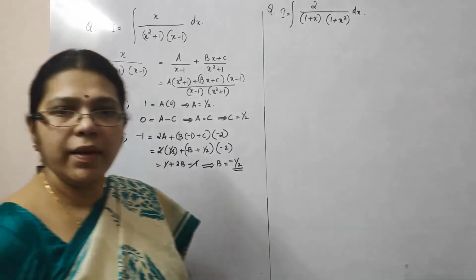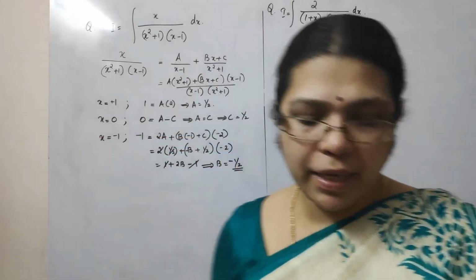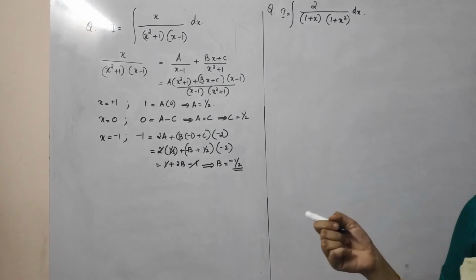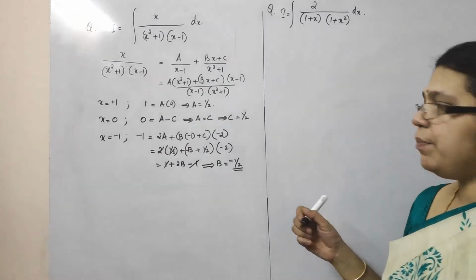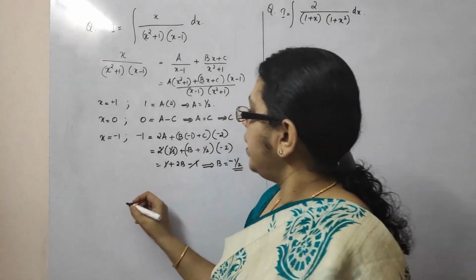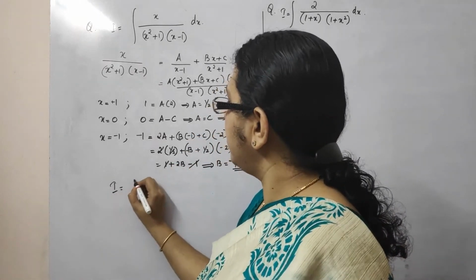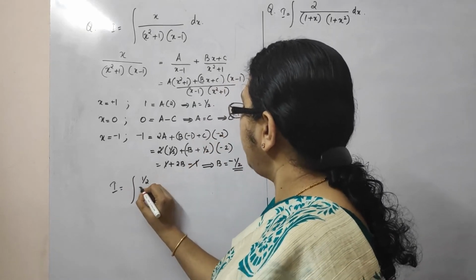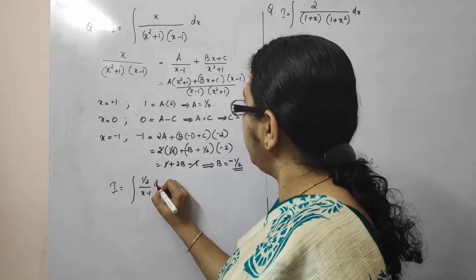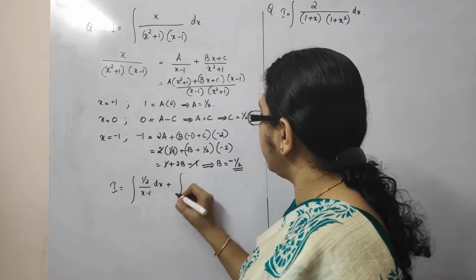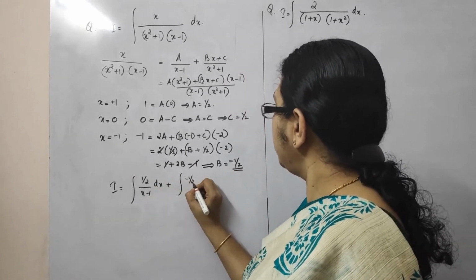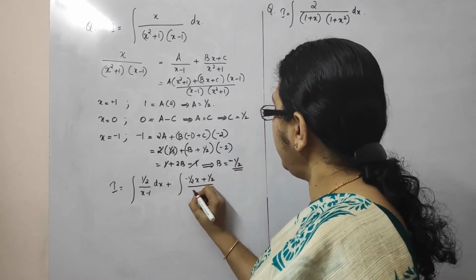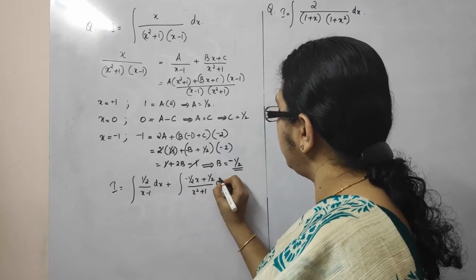So, I have got the value of A, I have got the value of B, and I have got the value of C also. B is minus 1 by 2, C is 1 by 2 and A is also 1 by 2. Now, I am coming back to my integrand, that is I is equal to integral of, what is the value of A? 1 by 2 by (x minus 1) dx plus integral of minus of 1 by 2 into x plus C, again 1 by 2, by (x square plus 1) dx.